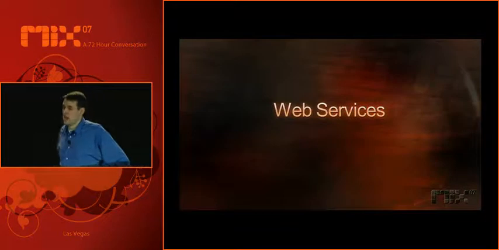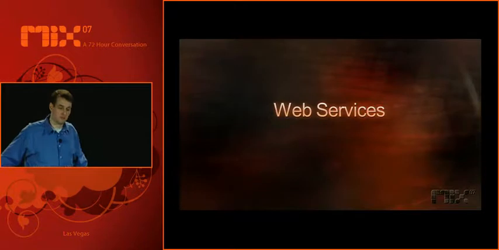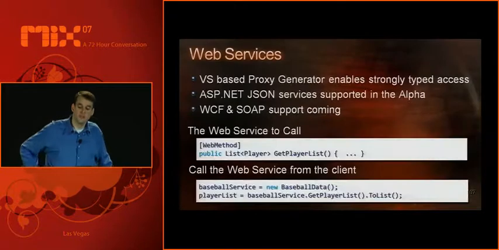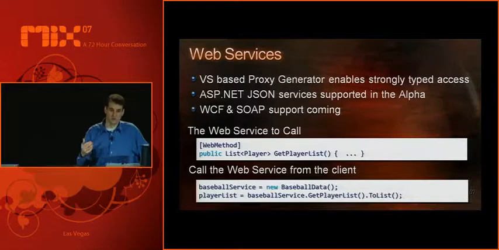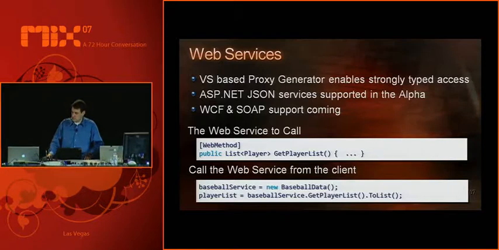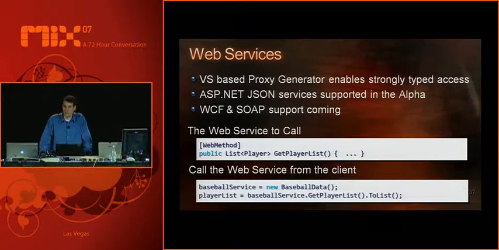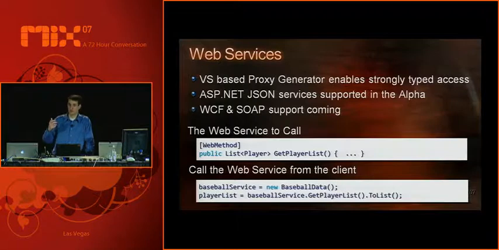So Silverlight has very good web services, and this is another area where we're continuing to invest and improve. So what this means is that we have support for calling web services within a Silverlight project, just like you can in a .NET application. Specifically in the alpha, we have support for JSON serialization. JSON, as I'm sure most of you are aware, is the object format for JavaScript.